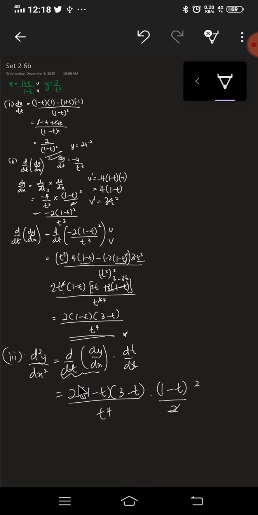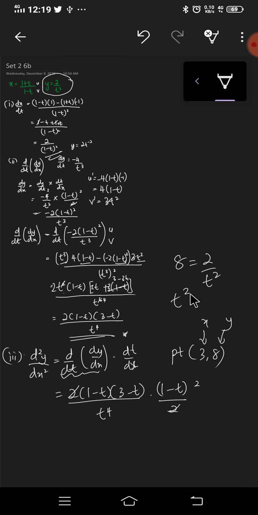So what we need to do is substitute the value of the point (3, 8). So just replace the values inside the equation we have. But this is for the values of x and y. What we need to do is find the value of t when x equals 3 or when y equals 8. So we can use the relation between y and t here. If y equals 8, so what is t squared? So t squared equals 1 over 4. So t can be 1 over 2 or negative 1 over 2.